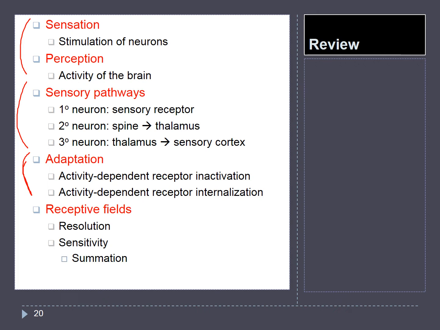That's different from the thalamus deciding whether to relay the information or not. The thalamus can change its mind. Our sensory neurons that adapt do not change their mind. And we also talked about receptive fields and mentioned that a broad receptive field may be more sensitive, but it has lower resolution.